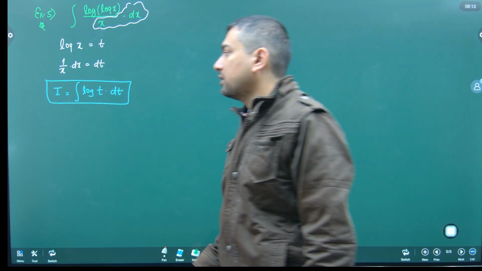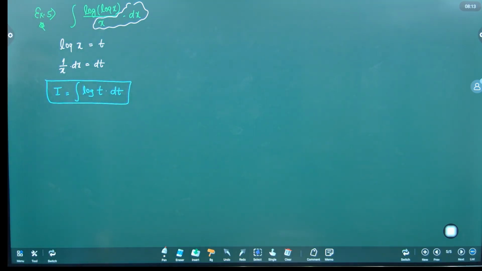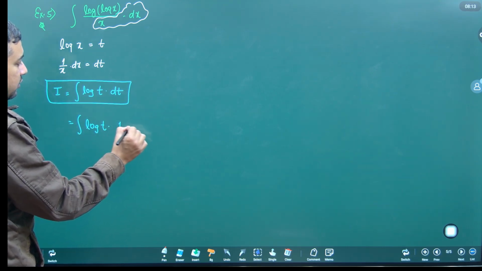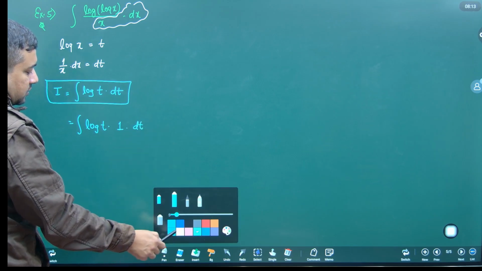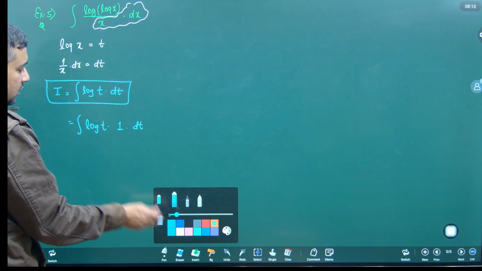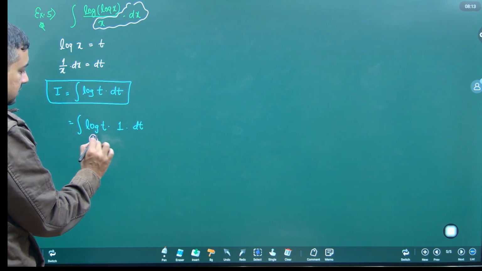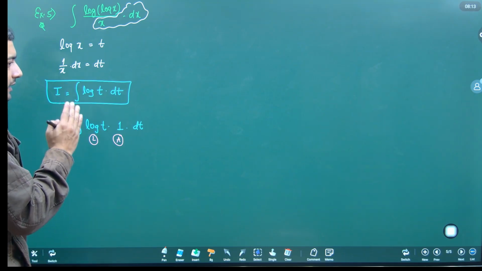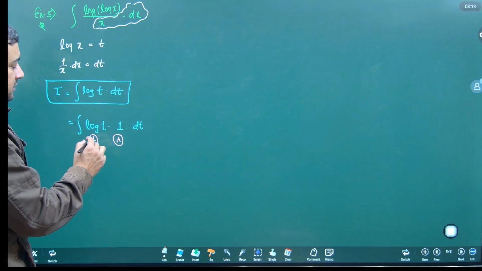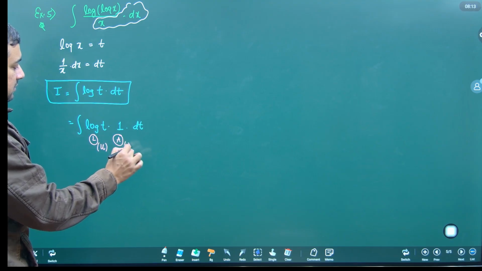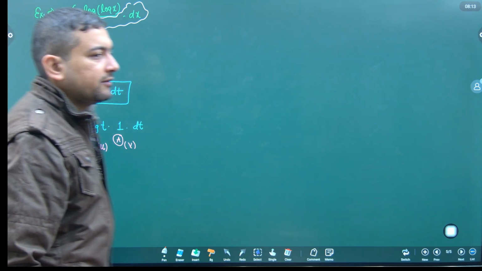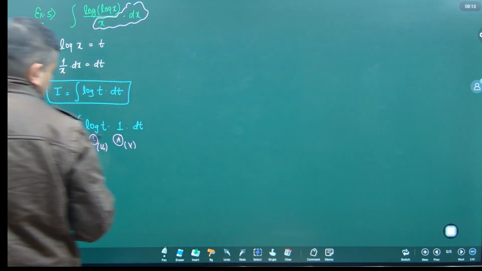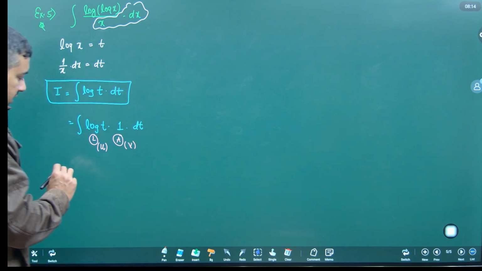Now we know how to find the integral of this. Integral of log x. What do we do? Log t into 1 into dt. So what are these functions? Log t, it's a logarithmic function. 1, it's an algebraic function, right? X to the power 0. So LIATE, what comes first? Correct? Log comes first and then A. So log t is your L, 1 is what? Your A.